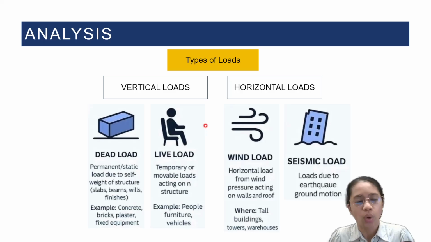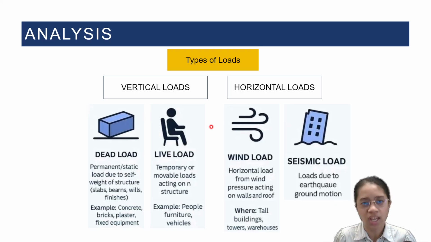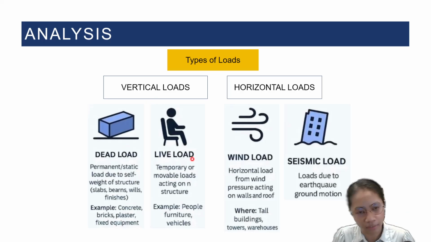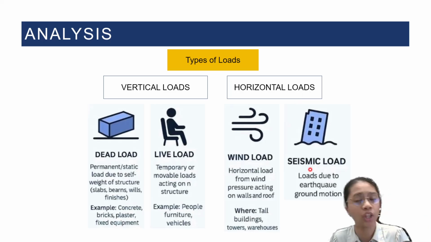Analysis. So here, as a structural engineer, you need to know the different types of loads. Here are the common types of loads that you will be encountering as a structural engineer. They are divided into vertical and horizontal loads. Under the vertical loads, we have dead load and live load. For the horizontal, we have the wind load and the seismic or earthquake load.